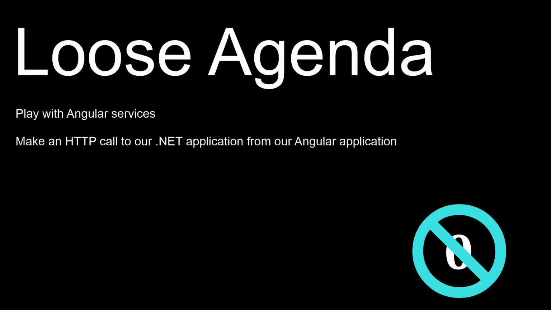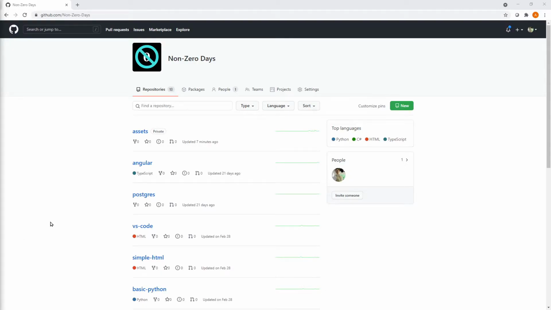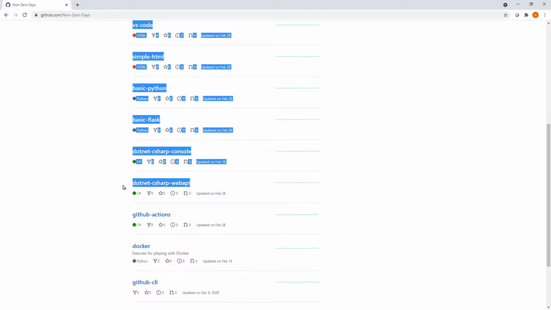Hey there, today we're going to be learning about Angular services, and we're going to do that through making an HTTP proxy service. For today's exercise, you'll want to install Node.js, Visual Studio Code, and .NET 5.0, links in the description below. To bootstrap our effort, we're going to be leveraging code from previous exercises. We're going to clone down this Angular code here, and we're going to clone down the Web API code here.